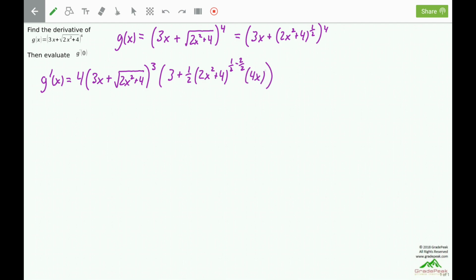So this problem was a double chain rule. It was a chain rule on the inside of the fourth power. That's all of this. And so we multiply by the derivative of that. And then also the inside of the 1/2 power. That's this. That was our second chain rule, and the derivative of that inside multiplying its derivative.